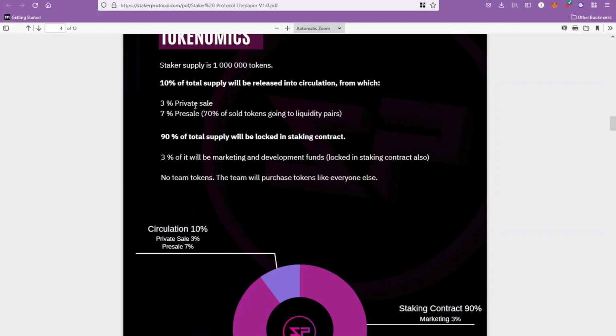Now, this 3% from private sale was given out mainly to people who owned their own communities. So they were given a chance to get in a private sale. And all these people are then going to have to do promotions for Staker Protocol. So expect in the next couple of days a lot of guys to start making posts and promotions for these guys, and expect the community to start growing when they start doing their own promotions.